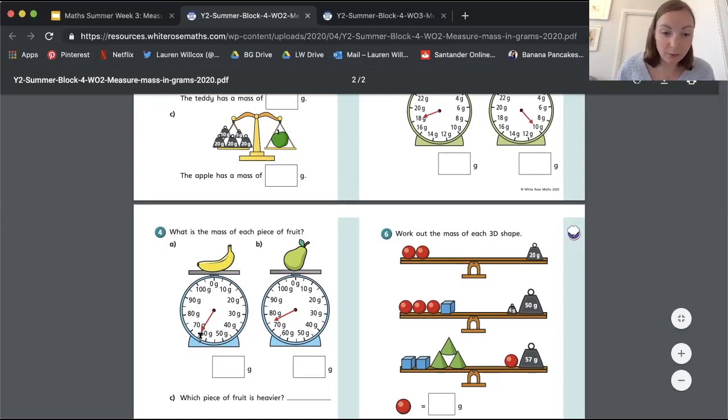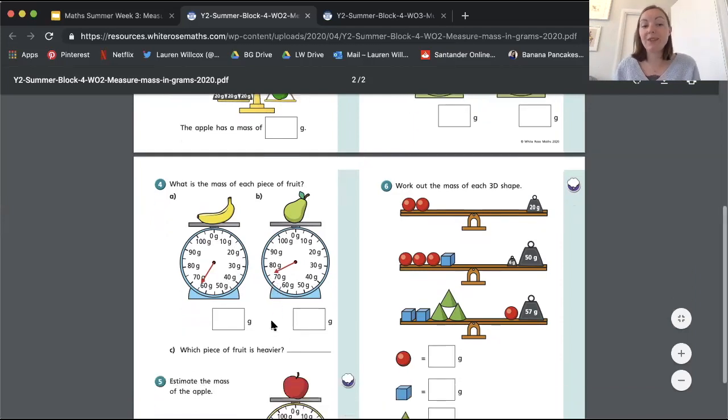So have a look at this one. What's it pointing to? And here for the pear, it's in between 70 and 80. So have a think what number would be in between 70 and 80. Then it says, which piece of fruit is heavier? So like the comparing that we did earlier, you need to think about that when you're looking at your banana and your pear, which one is heavier?